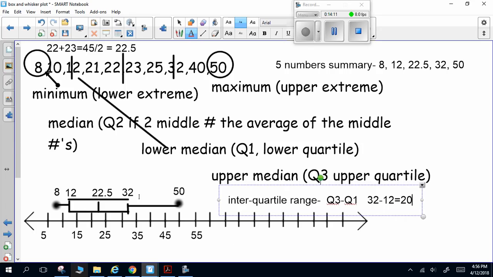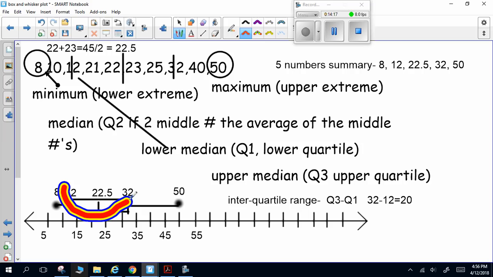And this interquartile range right here accounts for 50% of my data. So that area there is 50% of the data because it is 1/4 and then another fourth, which is 50%, and then this is a fourth and this is a fourth. So make sure you've got all this copied down in your notebook. I'll explain it more on Monday.